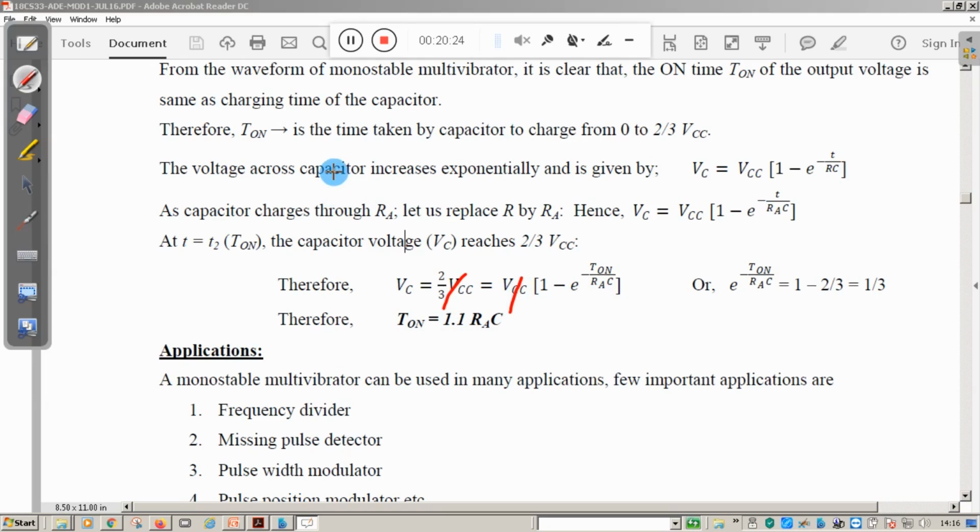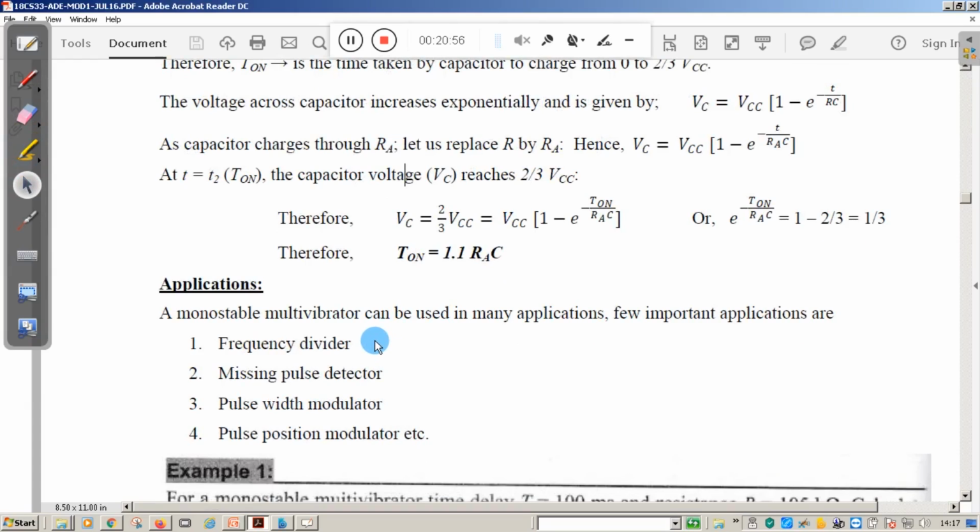T1 is nothing but the time taken by the capacitor to charge from 0 to 2/3 VCC. So T1 = 1.1 Ra C. This expression is very important. Now we'll see some problems related to the multivibrator. The main applications of the multivibrator are a frequency divider, a missing pulse detector, and a pulse width modulator.